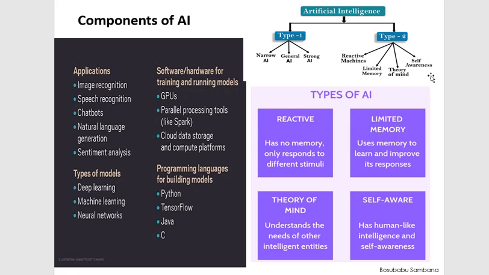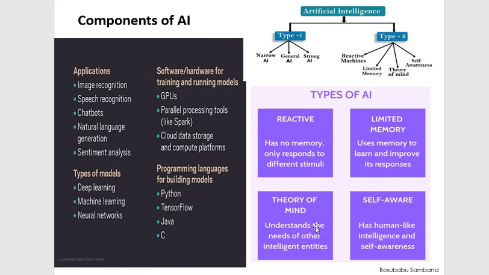Now, how to easily remember the types based on our technical knowledge domain. Types of AI: reactive has no memory, only responds to different stimuli; limited memory uses memory to learn and improve its response. Next one, theory of mind understands the needs of other intelligent entities. Next one, self-aware has human-like intelligence and self-awareness. Here, artificial intelligence is categorized into two types, type 1 and type 2.